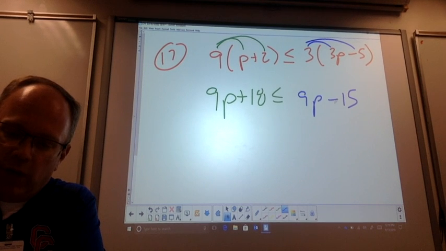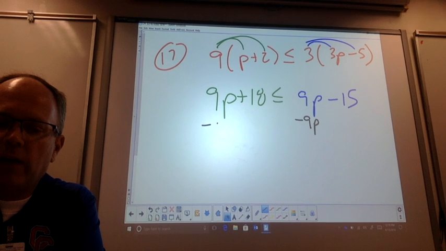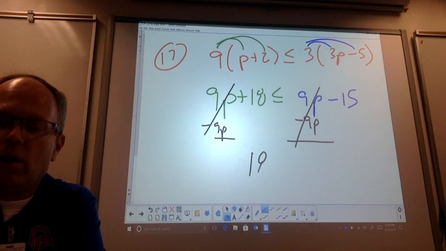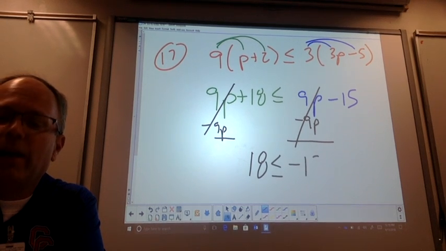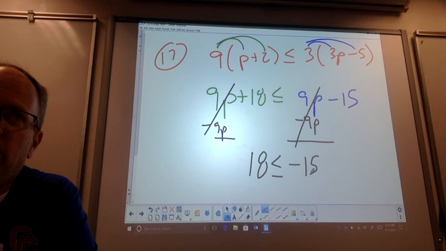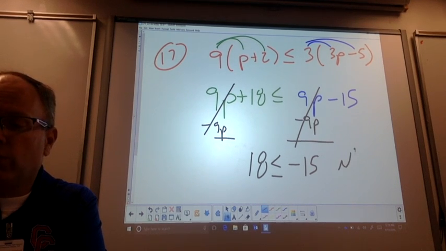If I choose at this point to bring the p over, I would subtract 9p from both sides. So that cancels and that cancels, and all of a sudden we're left with, uh-oh, no solution. Hang on, though. It might be no solution, but it might be infinite solutions. Let's see, because it's the inequality sign. Is 18 less than or equal to negative 15? No, it's greater than it, right? So that's why this creates a no solution.